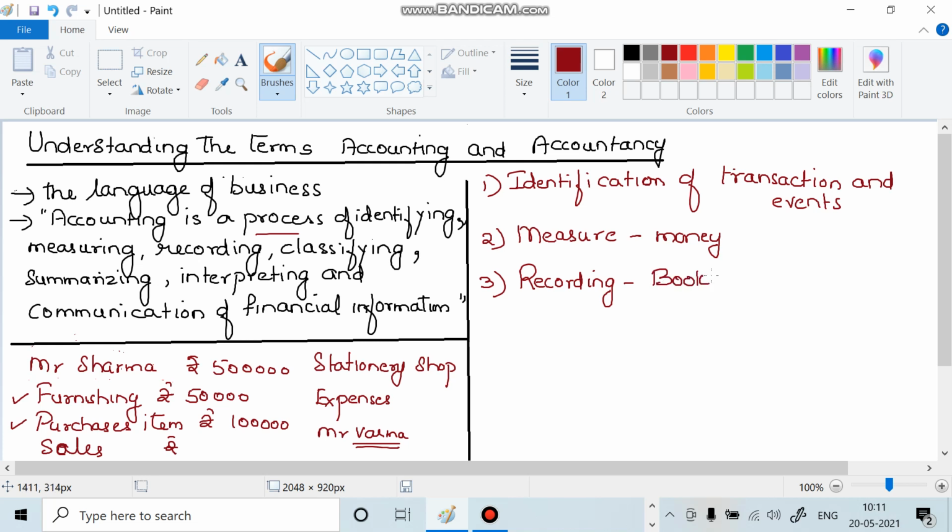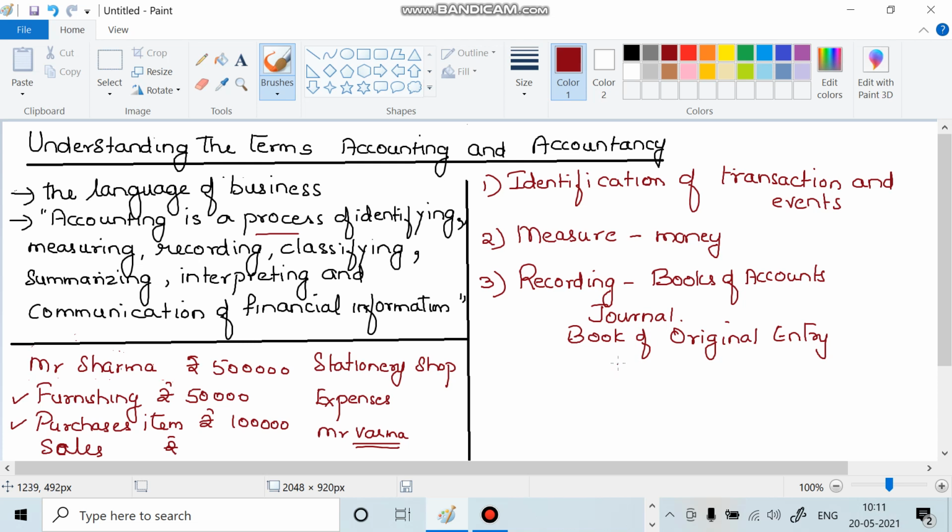And that book of accounts that is being maintained by Mr. Sharma, where the recording starts, is called the journal. Basically, it is also called the book of original entry, because this is the first time where the transactions which have been identified and measured are going to get recorded. And they are going to be recorded in the form of journals.